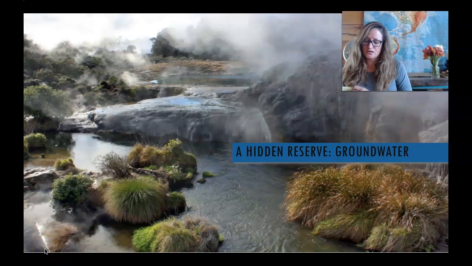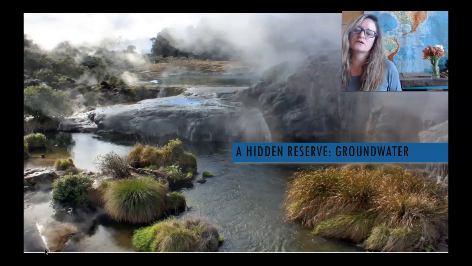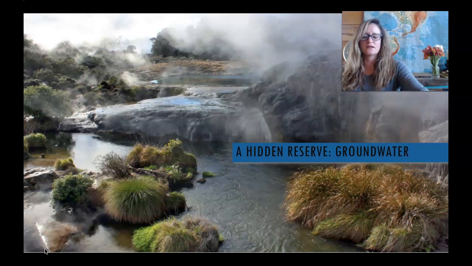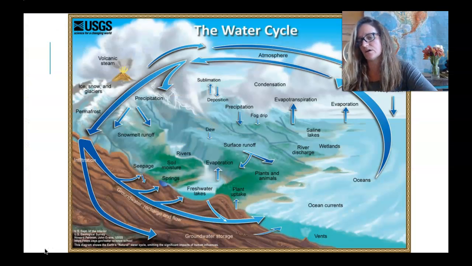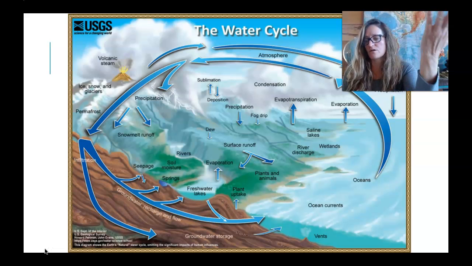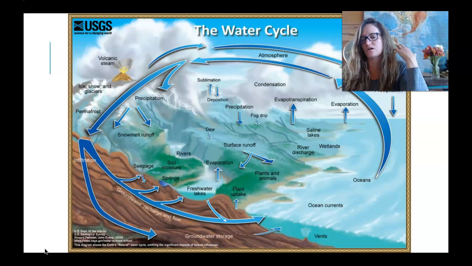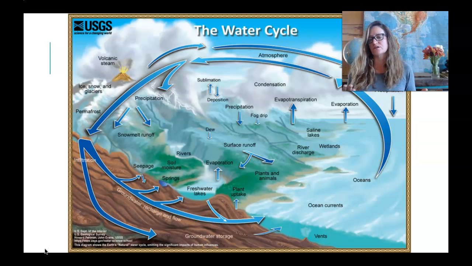Groundwater. This is chapter 19 in the Earth textbook. So let's talk about groundwater today. We'll begin with a look at the hydrologic cycle, or the water cycle. There are atmospheric, surface, and under-the-surface fluxes and reservoirs in the hydrologic cycle.